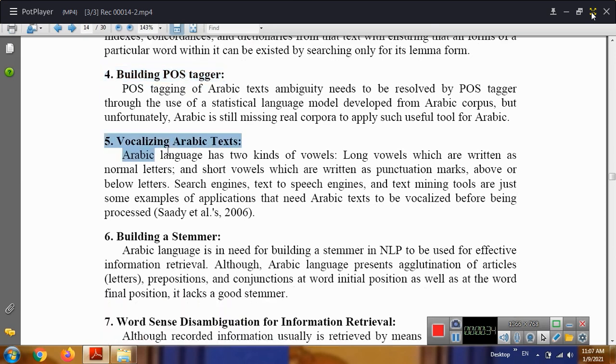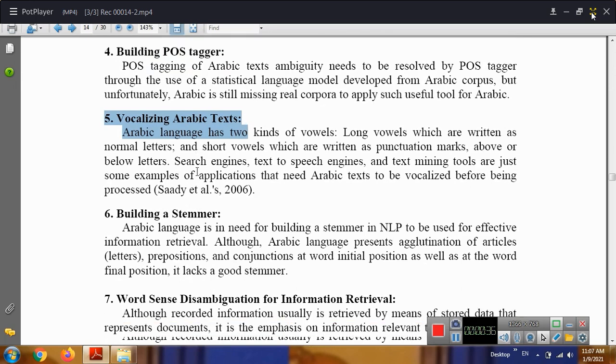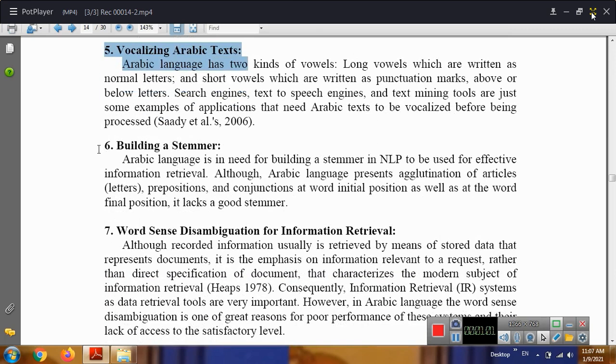Vocalizing Arabic text. The Arabic language has two kinds of vowels: long vowels, which are written as normal letters, and short vowels, which are written as punctuation marks above or below letters. Search engines, text-to-speech engines, and text mining tools are just some examples of applications that need Arabic names to be vocalized before being processed.